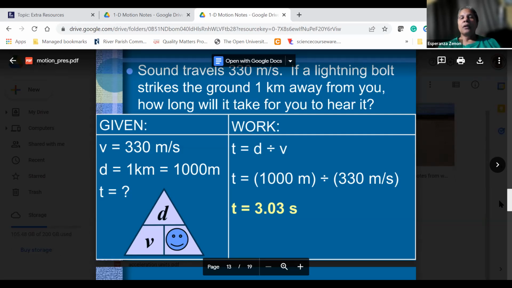Okay, so slow down, make sure you choose the right pyramid. And if that's your issue, you're not sure which one to choose, then that means you got to go back and get clearly the difference between velocity and acceleration, the difference between speed and velocity, right? The difference between distance and displacement.